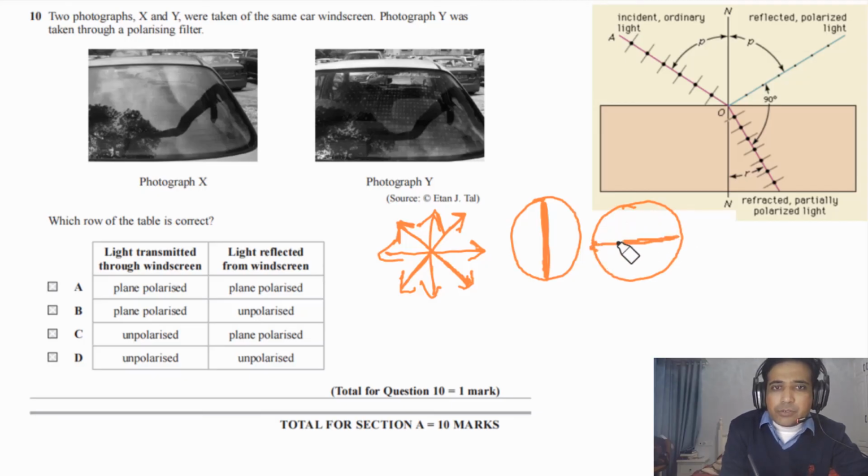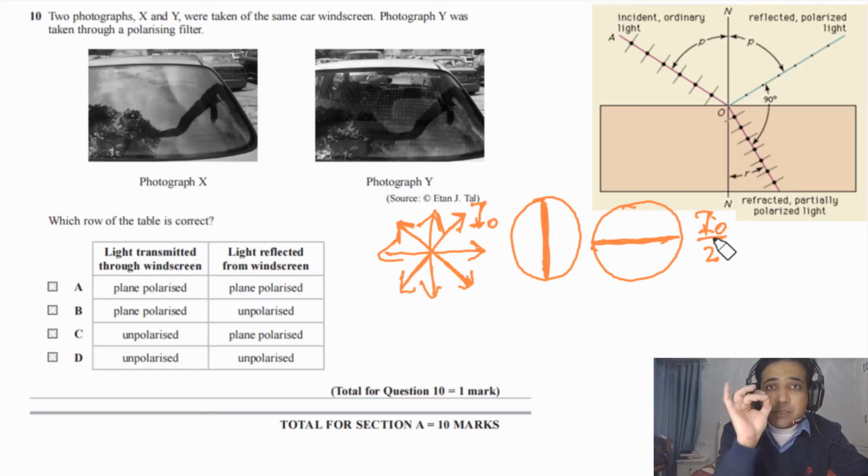So now it is horizontal. In this case, at any angle, the intensity we will receive will be I naught by 2. The intensity of the unpolarized light is I naught. If the light is unpolarized, it doesn't matter what the angle of the polarizing filter is, we will always get I naught by 2. So it means this is unpolarized light. Simply we can check with the filter.